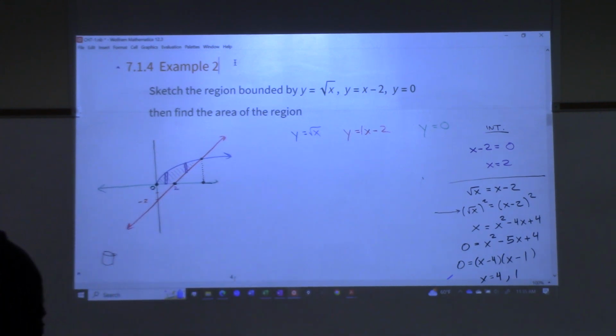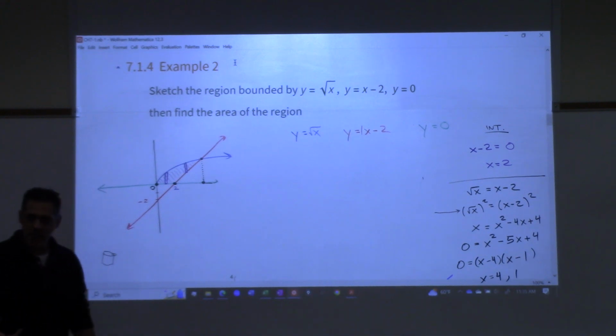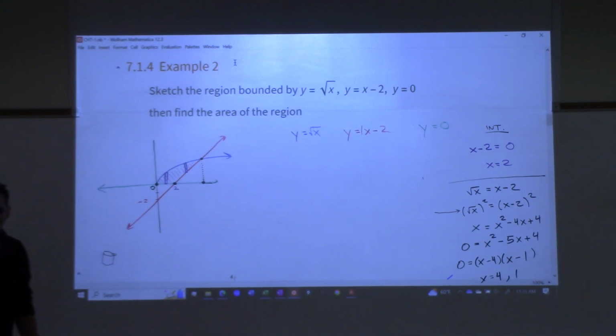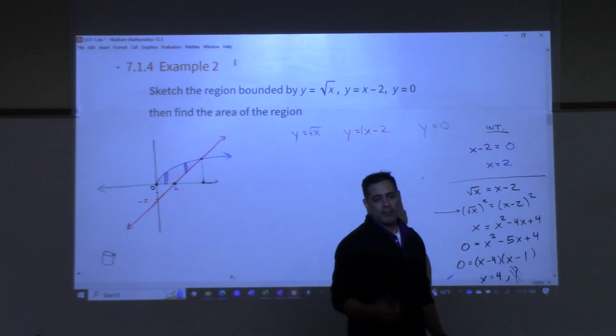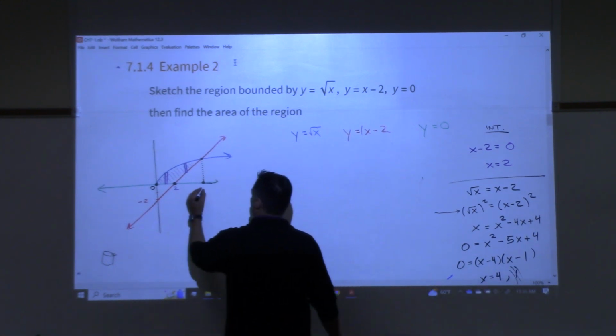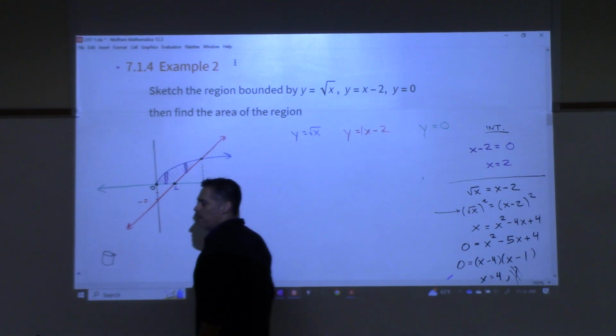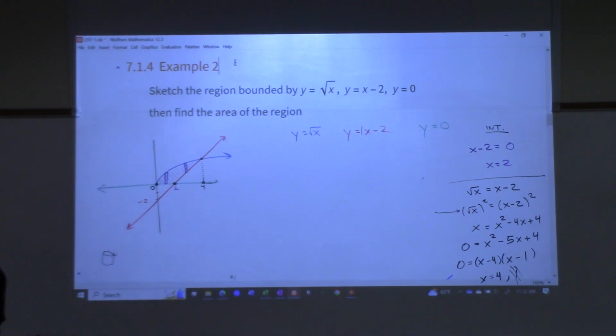So just remember that. Anytime you raise both sides of an equation to an even power, whether it be squaring it, raising it to the 4th power, 6th power, you introduce the possibility of extraneous solutions, so you're supposed to check your answers. So we could tell visually that the 1 wasn't going to work, it was going to be the 4, but that's just explaining why. So 4, there we go. All right.